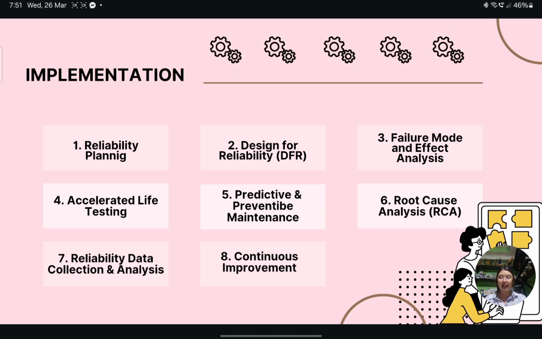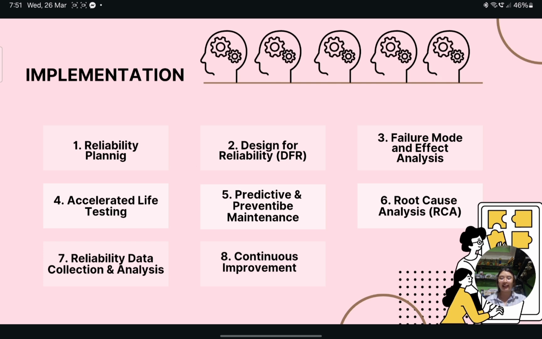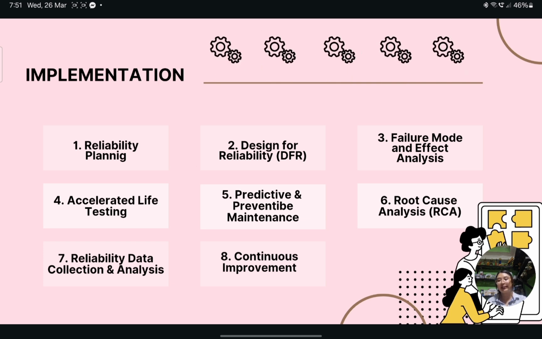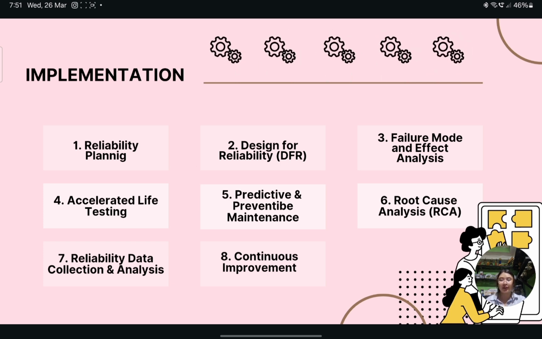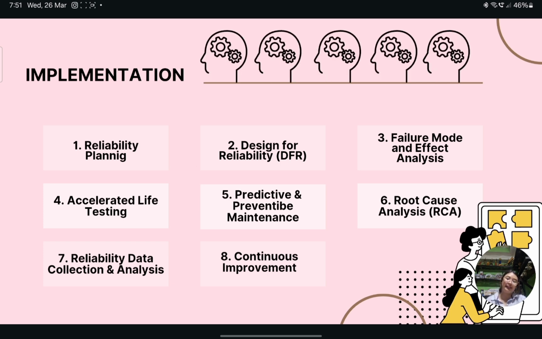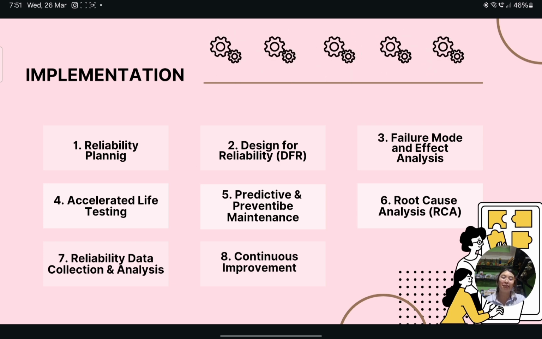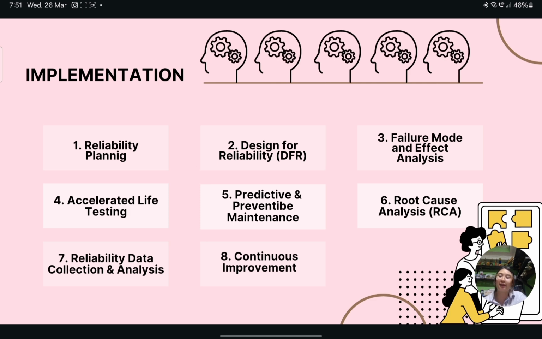So RCA diagnoses failure to improve design. And then the 7 is the reliability data collection and analysis. In this part, it uses statistical tools for failure prediction. The next part, or the last part, is continuous improvement, which implements feedback loops for ongoing enhancements.